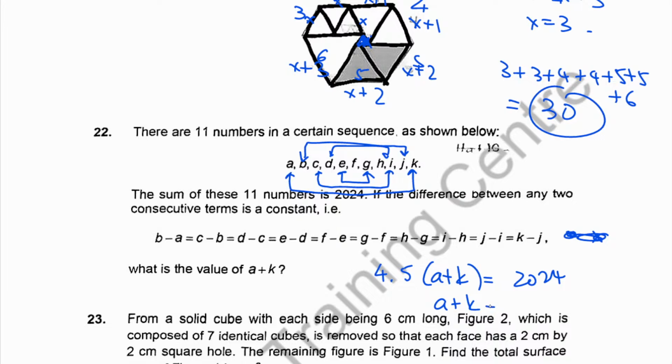Then a plus k, 4.5 is 9 over 2, so if you multiply both sides by 2 over 9 times 2024, no, sorry, there are 5 pairs. 5 pairs. So that's 2 over 11 times 2024. That makes much more sense. So 2024 times 2 over 11 is 368. So that will be the answer for this question.